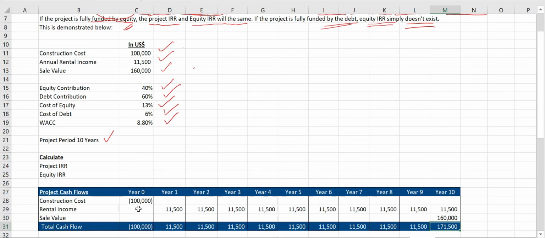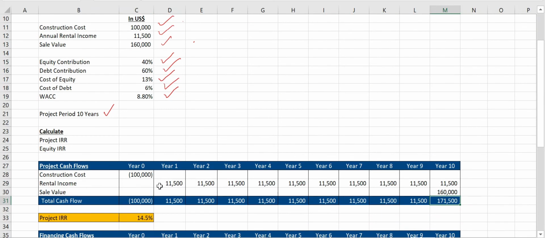This is invested regardless of the equity and the debt contribution. We need to take the project cash outflows since we are going to calculate the project IRR. So when you calculate it, the formula is already there. So you can simply use the IRR formula, which will be how much? 14.5%. So this is how you calculate the project IRR.